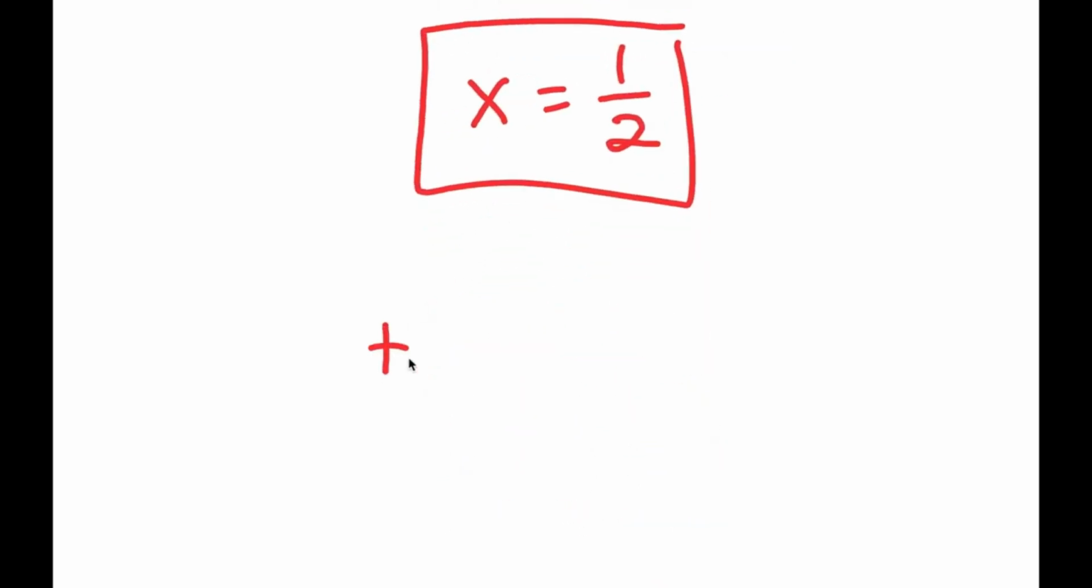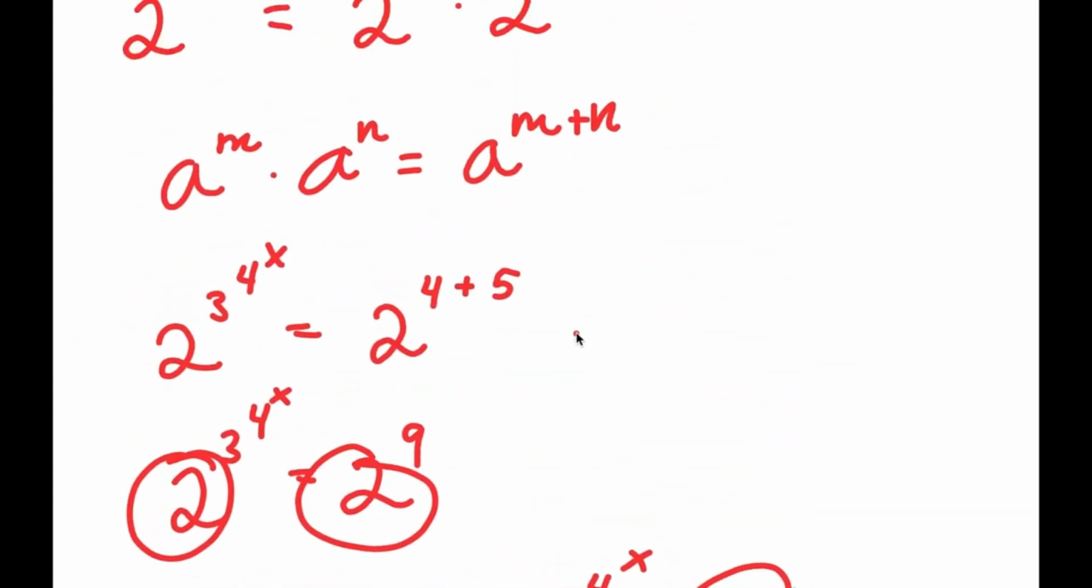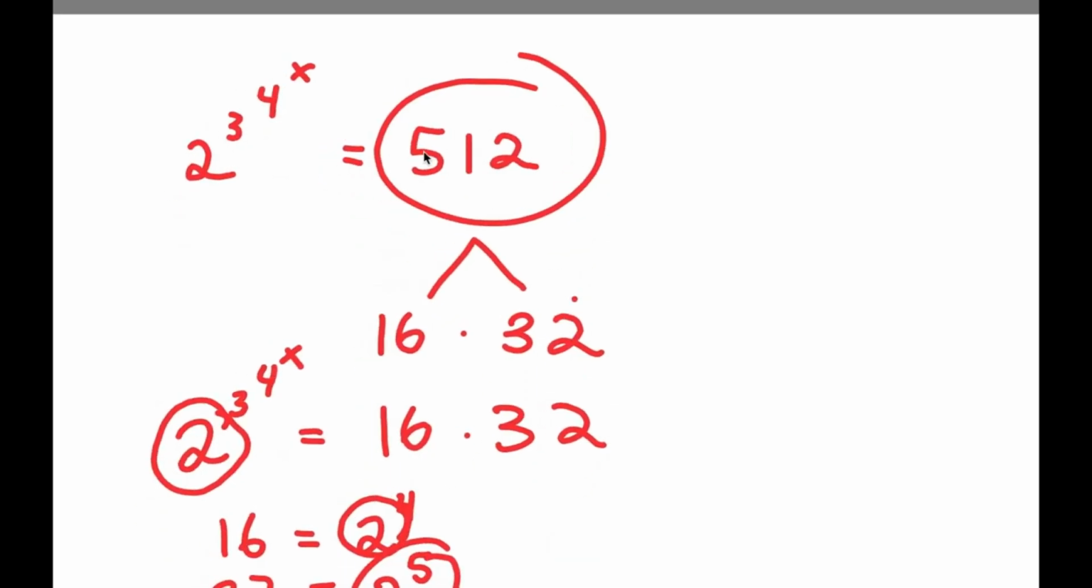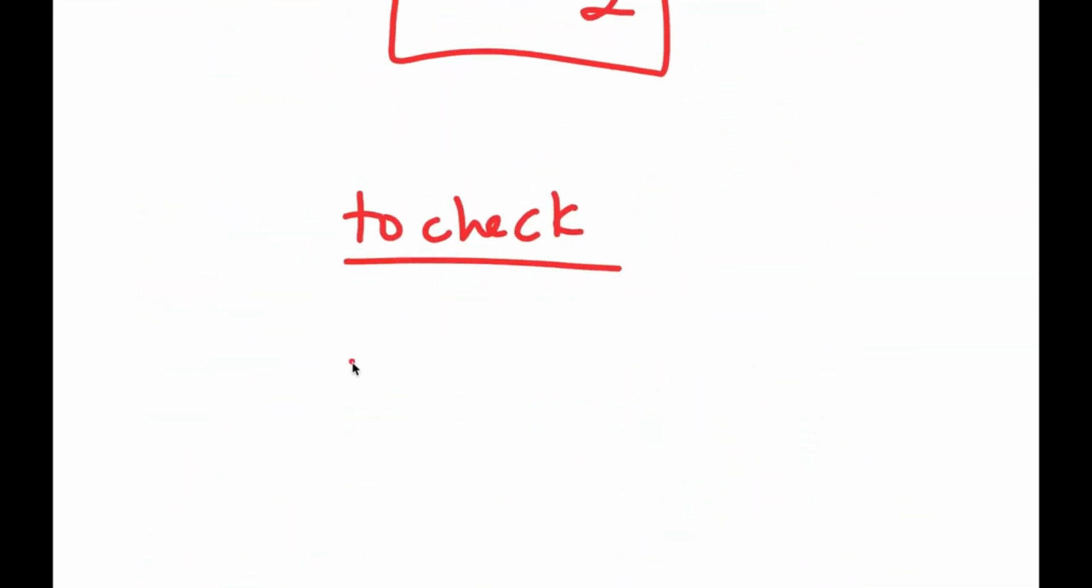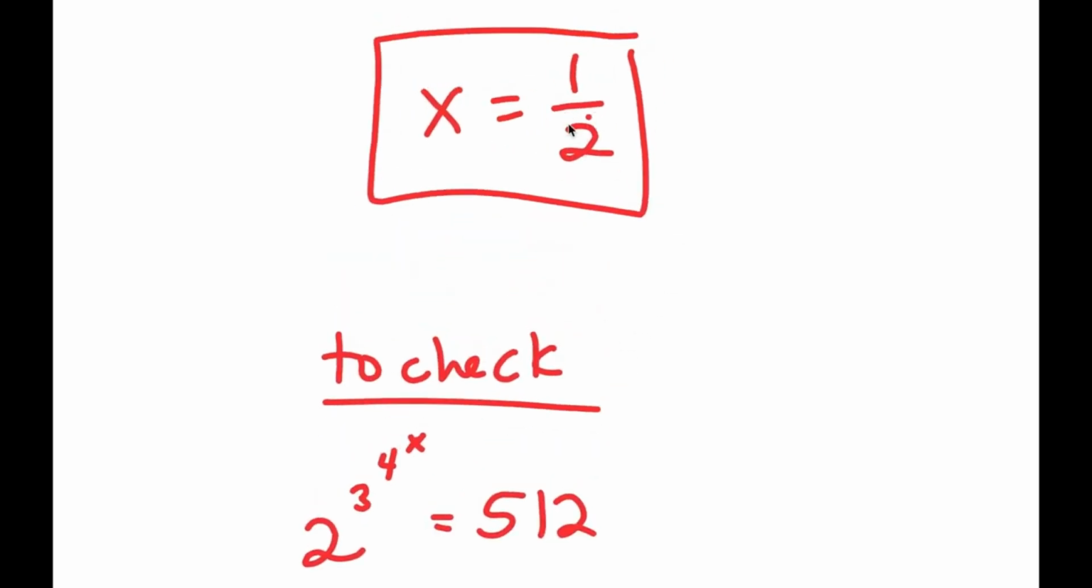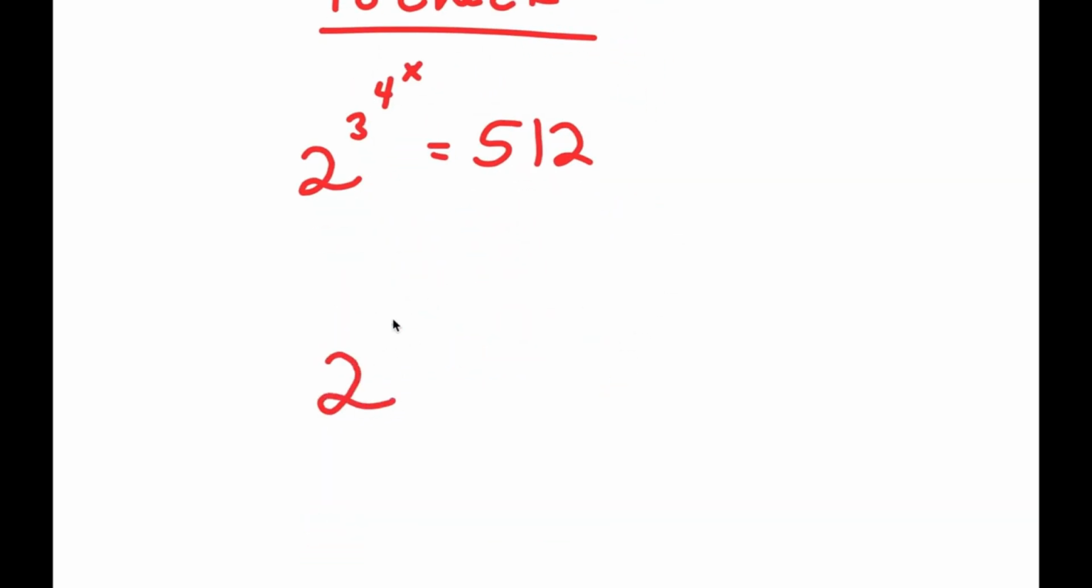So now, to check, my original equation was 2 to the power of 3 to the power of 4 to the power of x is equal to 512. So I have 2 to the power of 3 to the power of 4 to the power of x is equal to 512, and we said that x is equal to 1/2. So I have 2 to the power of 3 to the power of 4 to the power of 1/2 is equal to 512. Now I'm going to work my way down from the top.